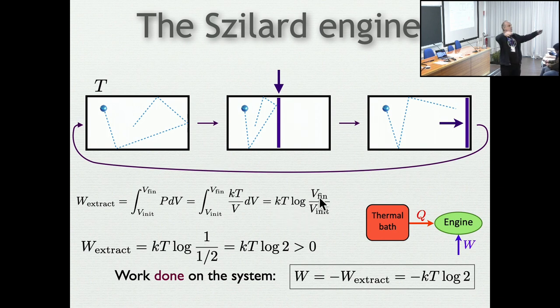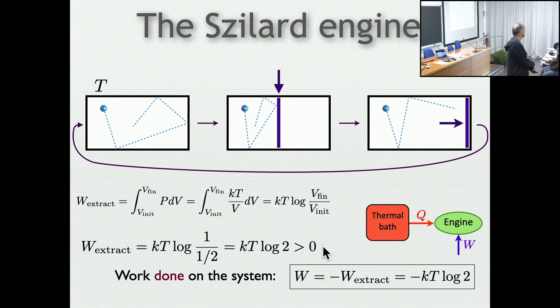This is okay, no? If we expand a system, we extract work. If we compress a gas, we have to put work into the system. So this is negative when we compress, and this is positive when we expand. If you put the numbers here, we are expanding from a volume 1/2 to a volume 1, and this gives you kT log 2, which is bigger than 0. So this means that we are extracting work, and we are doing this in a cyclic process.